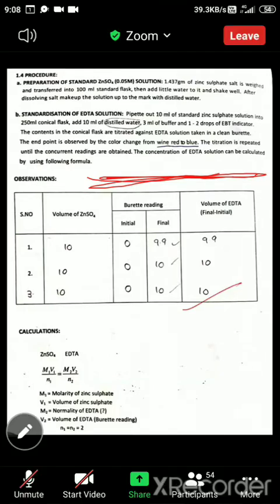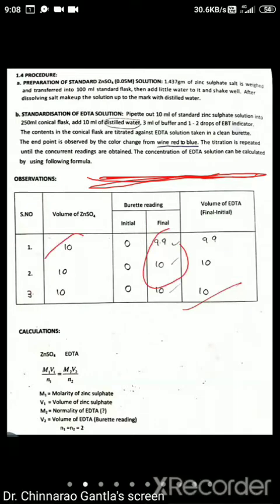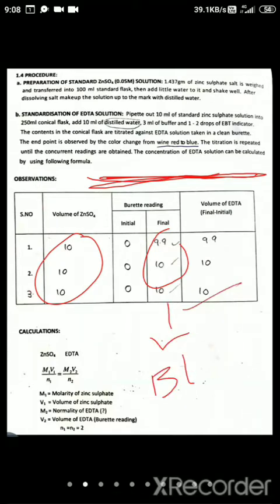These are all our burette readings. This is the quantity in the beaker. Okay, these all are burette readings. The initial burette reading, and the blue color endpoint, then the final burette reading.